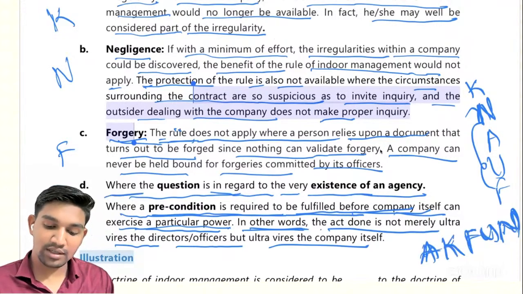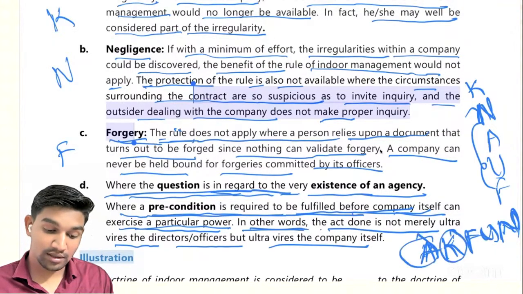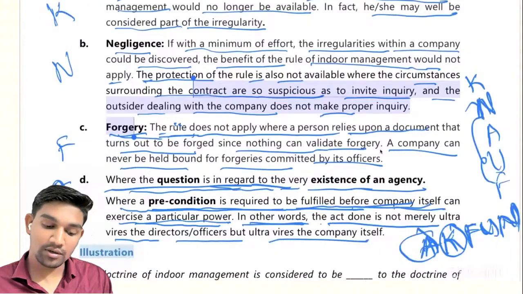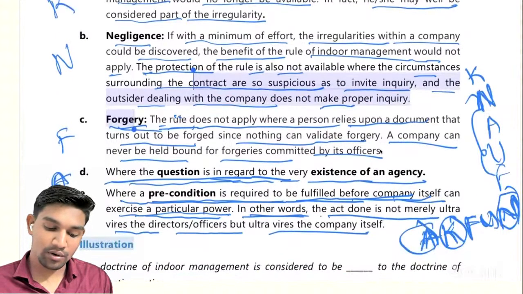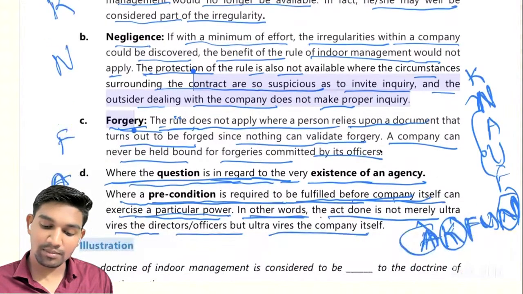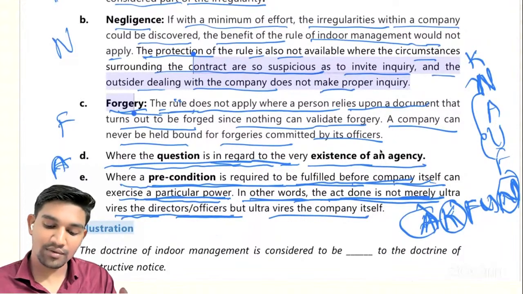Now, where the question is in regard to the very existence of agency, then knowledge of irregularity, negligence, and a precondition required to be fulfilled before the company can exercise a particular power. In other words, the act is not merely ultra vires the director or officer, but ultra vires the company.